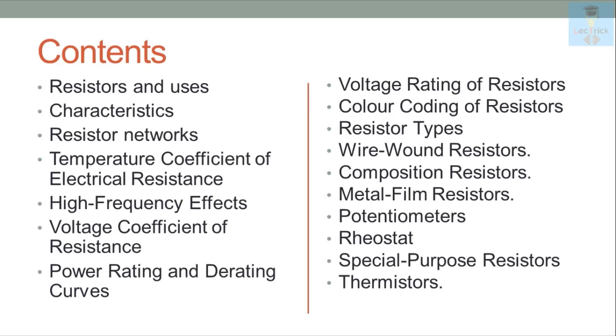And what are the main types of resistors, like fixed and variable: wire wound resistors, composition resistors, metal film resistors, potentiometers, and rheostat. And probably you might have used this rheostat in your motor controller lab, electrical machines lab, and networks lab. And special purpose resistors and thermistors also we will look into. So all the things related to resistors we are covering here.